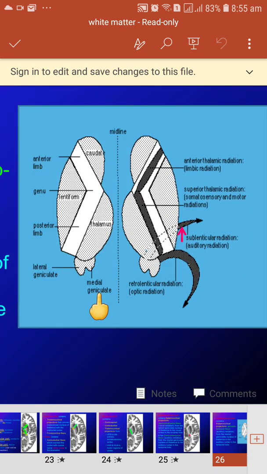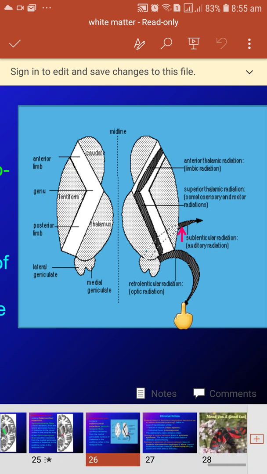In this diagram, different parts of the internal capsule are shown. This one is the anterior limb, genu, posterior limb. Here is the lentiform nucleus, thalamus and the caudate nucleus. Here the sublenticular radiations are shown, which form the auditory radiation, while the retrolenticular radiations are here, which form the optic radiations.